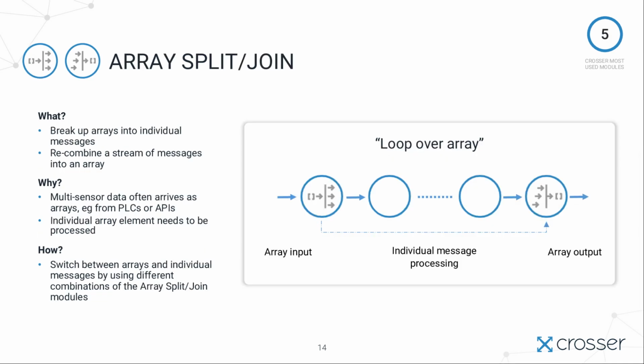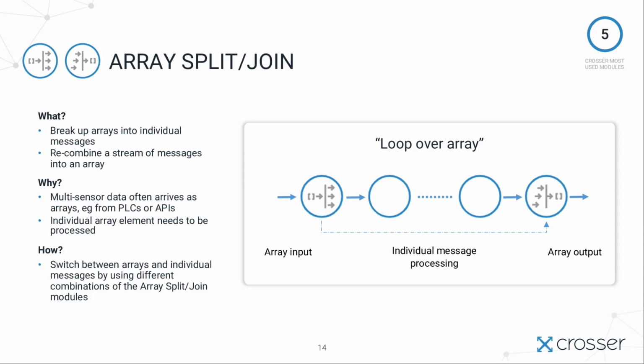And then finally, I cheated a bit by actually adding 2 modules here at position number 5. In reality, it's the module called Array Split that ended up on position 5. But since these 2 modules are very often used together, I decided to put them in here, both of them. I think the join module was at number 7 or something like that, so it's very close. But these modules are designed to work with arrays. So the split module is used to break up an array into individual messages, and the join module does the opposite. It takes a stream of messages and combines them back into an array.